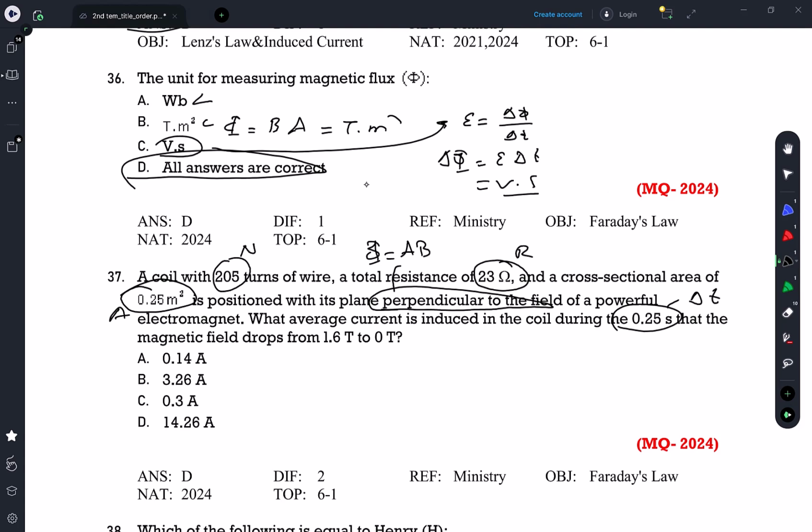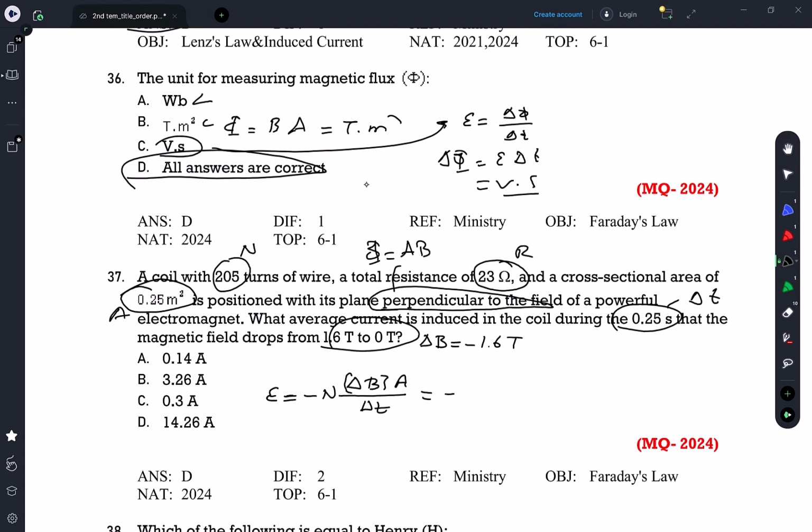That magnetic field drops from 1.6 to 0. So magnetic field is changing from 1.6 to 0. Yeah, it's going to be negative 1.6 Tesla. So to calculate electric current, first we should calculate induced EMF, negative N delta phi over delta T, and this delta phi is because of delta B. So delta B times area divided by delta T.